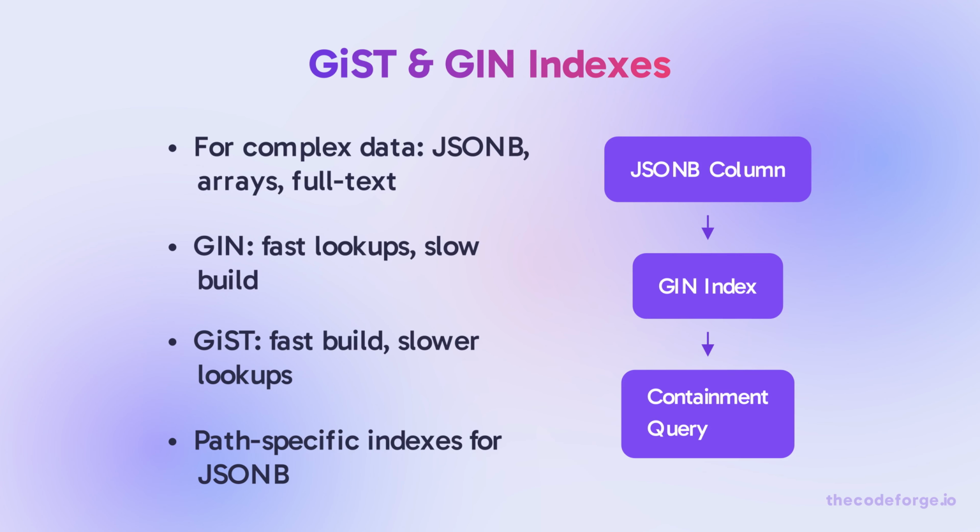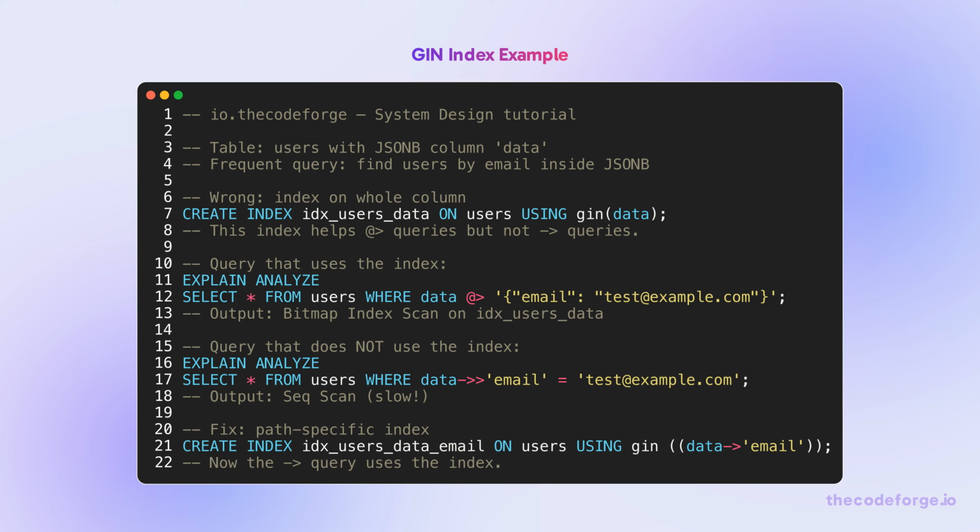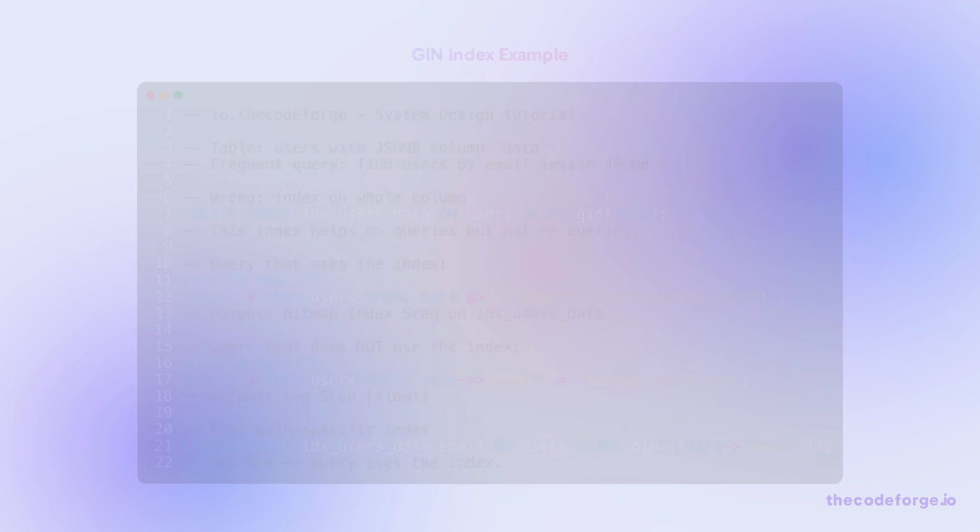GiST and GIN indexes handle complex data types like JSONB and arrays. GIN is faster for lookups but slower to build. GiST is the opposite. A common mistake is indexing the whole JSONB column and then querying with the arrow operator, which doesn't use the index. The first query uses the containment operator @> and benefits from the GIN index. The second query uses the arrow operator, which doesn't use the index until we create a path-specific index on data email.